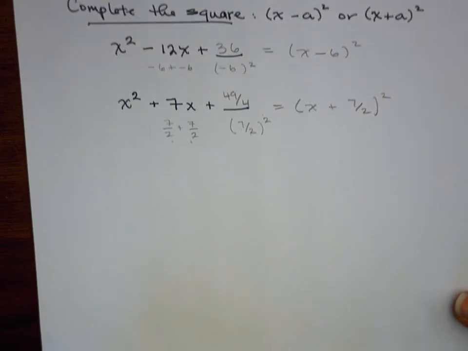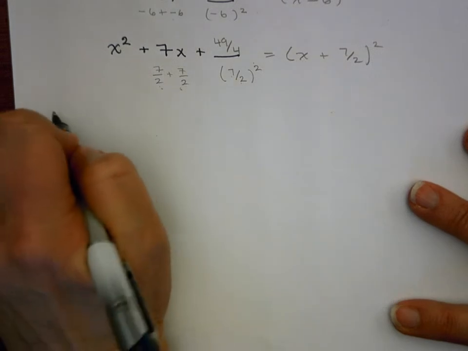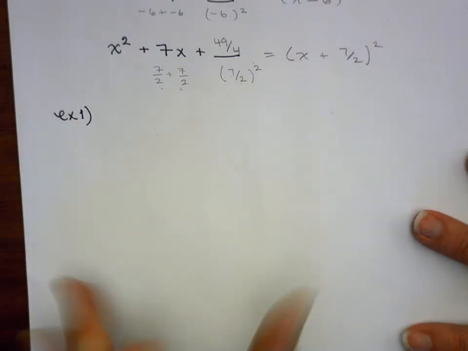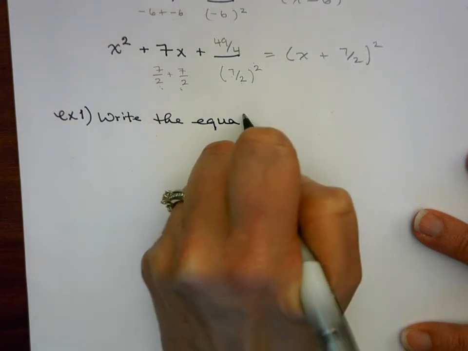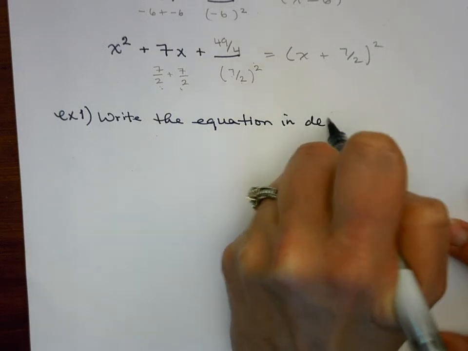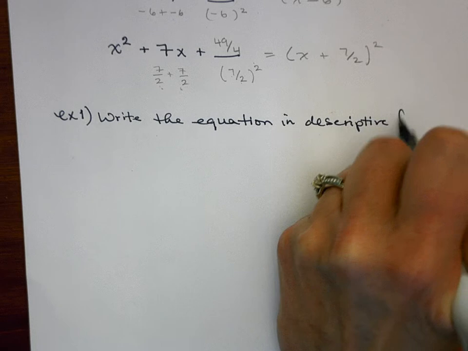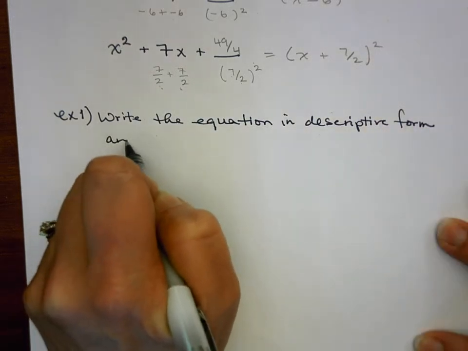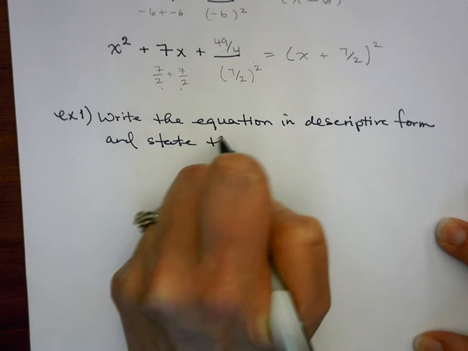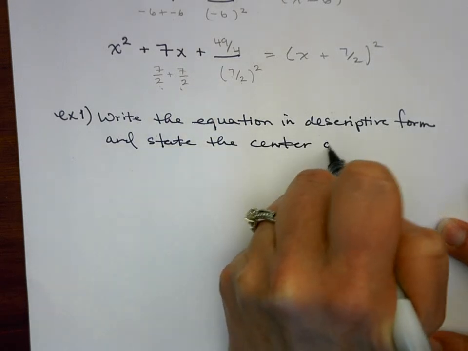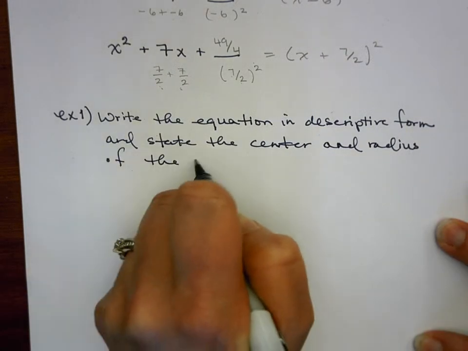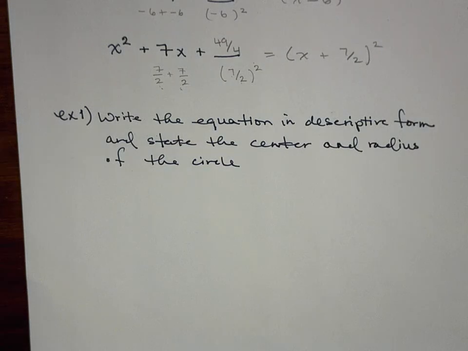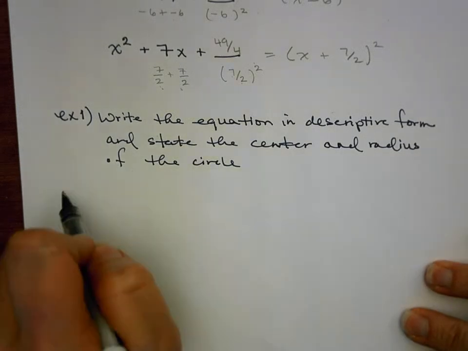Okay, so let's take a look at an example here. So we want to write the equation in descriptive form, and we want to state the center and the radius of the circle.